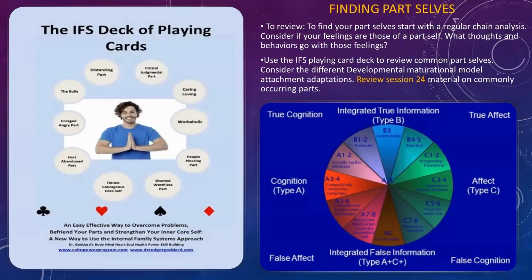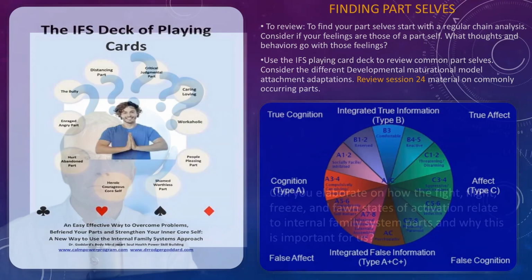At this point, it would be helpful for us to know how to find our parts and to have identified some of them. Finding part selves. To review. To find your part selves, start with a regular chain analysis. Consider if your feelings are those of a part self. What thoughts and behaviors go with those feelings? Use the internal family system's playing card deck to review common part selves. Consider the different developmental maturation model attachment adaptations. Review session 24, material on commonly occurring parts.